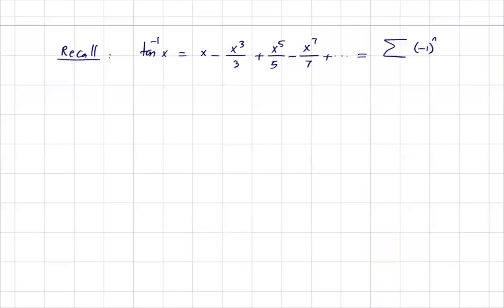Recall that we were able to write down inverse tangent of x as x minus x cubed divided by 3 plus x to the 5 divided by 5 minus x to 7 over 7 plus the rest of the terms, or in compact form, series form, we have the summation of -1 to power n times x to power 2n plus 1 divided by 2n plus 1, and start from 0 to infinity.